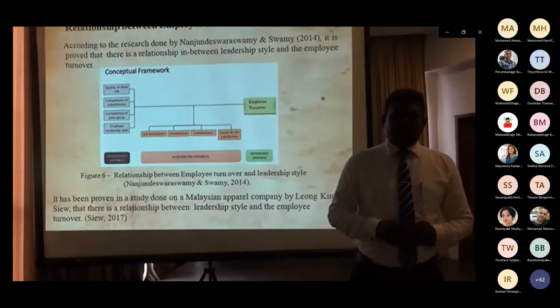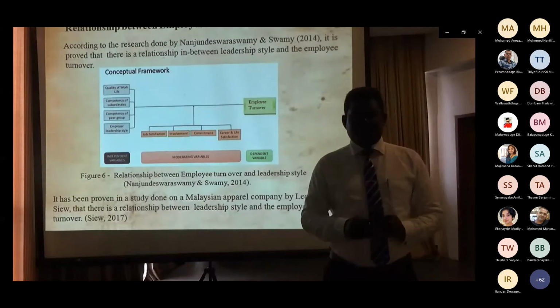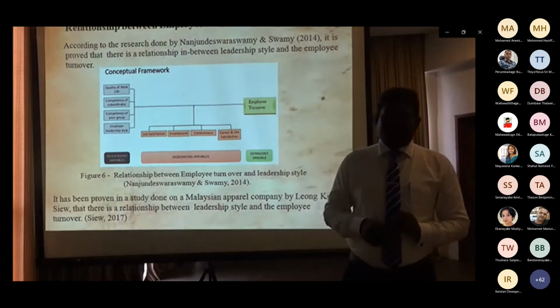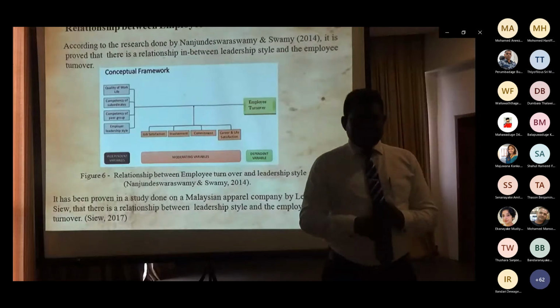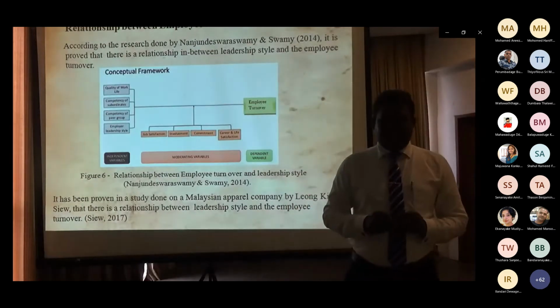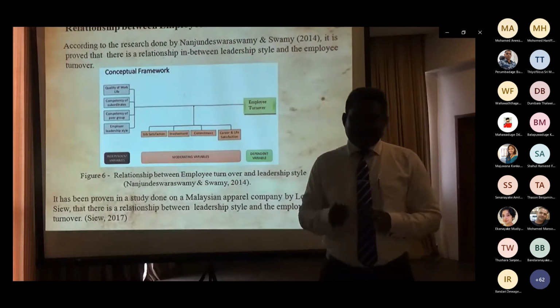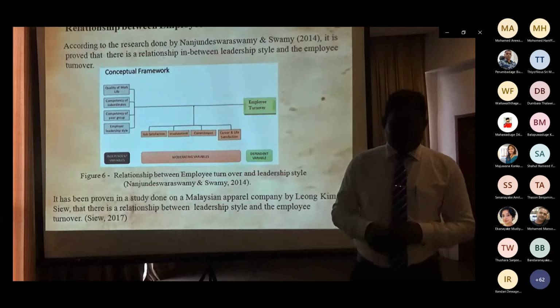2015. According to the research done by Nanjundeshwara Swami and Swami 2014, it is proved that there is a relationship between leadership style and employee turnover. It has also been proven in a study done in a Malaysian apparel company by Leong Kim Shiu that there is a relationship between leadership style and employee turnover.